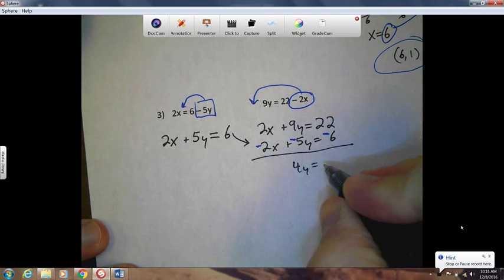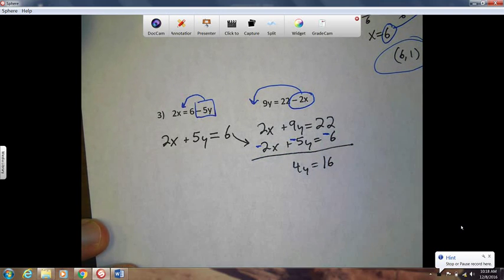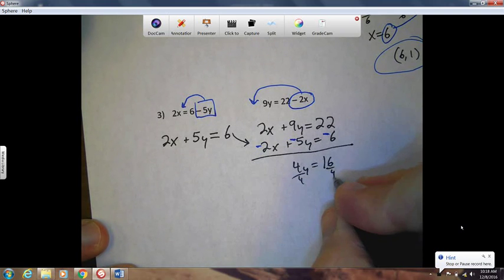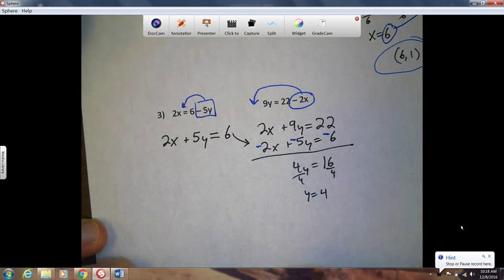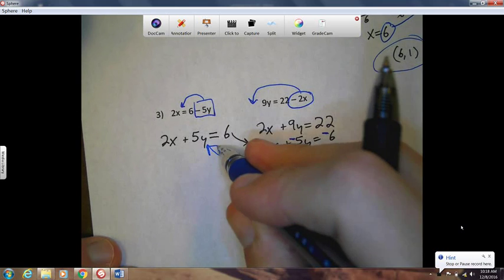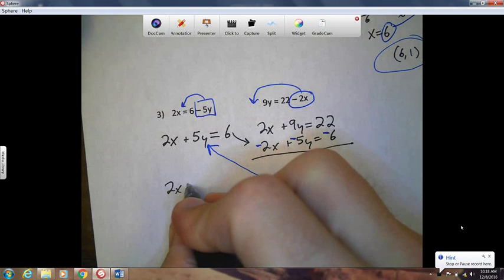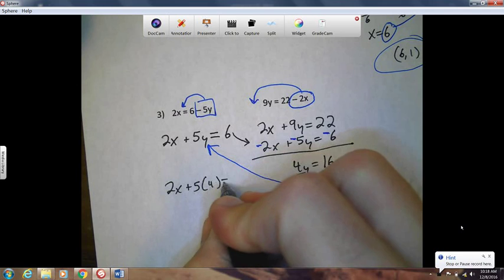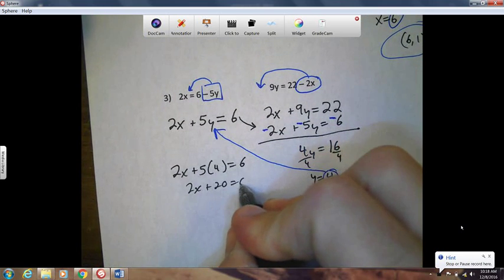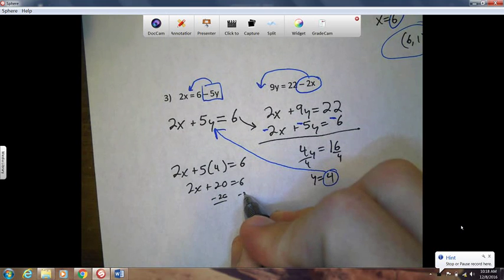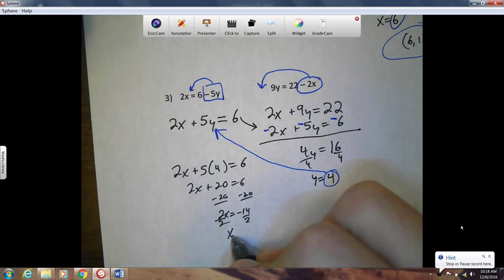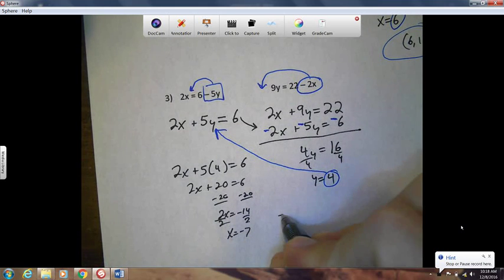Then you can solve. So the x's now eliminate, so y is equal to 4. Of course, once you know that, substitute it in, 2x plus 5 times 4, so 2x plus 20 is equal to 6, minus 20, then write your answer as an ordered pair.